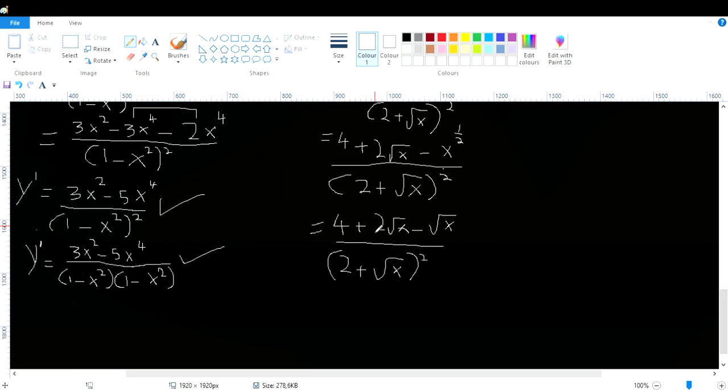And here let's subtract these two like terms. Let me write 4, then 2 root x minus root x, answer is going to be minus root x. Then here we have (2 plus root x) all to the power 2. So this one is the final answer.